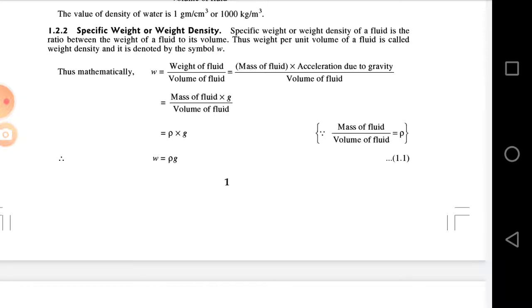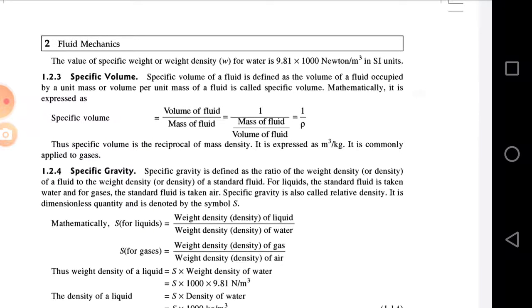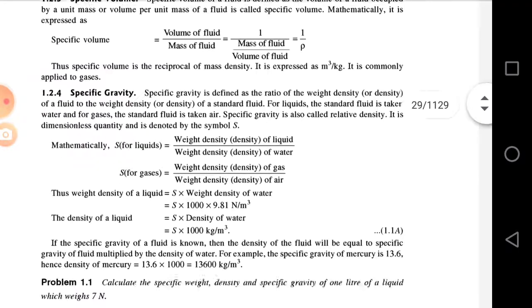Then specific weight or weight density. Specific weight or weight density of a fluid is the ratio of the weight of the fluid to its volume. Therefore, its unit is Newton per meter cube. Also, specific weight is equal to rho into g. Then specific volume. Specific volume of a fluid is defined as the volume of a fluid occupied by unit mass, or volume per unit mass of a fluid. And its unit is obviously meter cube per kg.